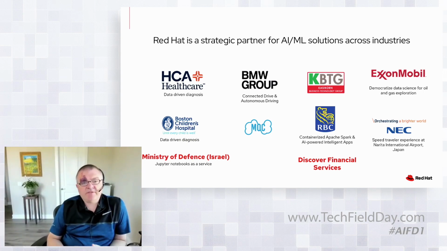So I have a question about this. If you look at this map of customers, are these folks that were already Red Hat customers and had a substantial footprint and then layered AI and ML on top of that? Or are these folks that came to you because they needed a specific AI or ML type of solution and Red Hat was the right solution for them?